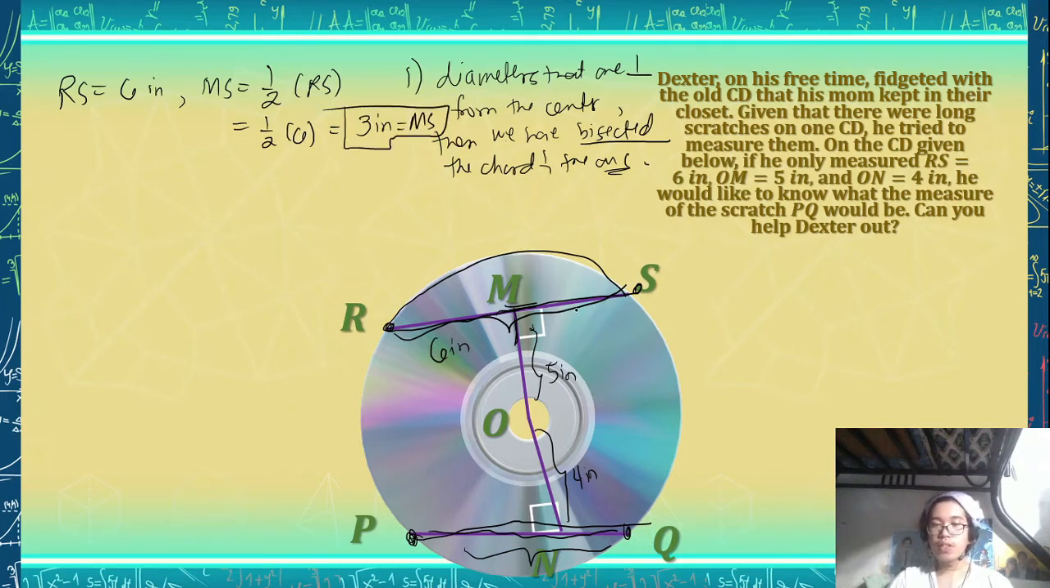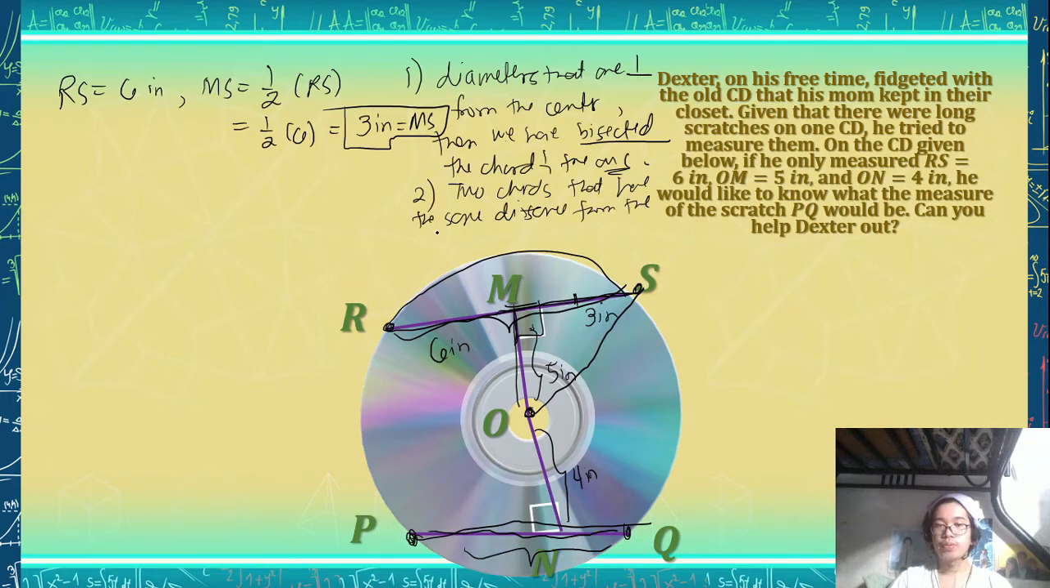So if this is 3 inches, we can draw a line here that connects point O to S, so that's going to give us a line segment OS, and this should give us a right triangle over here. So what's the second theorem that we can use for this one? We can use another theorem. If we have two chords that have the same distance from the center, then they have congruent segments.